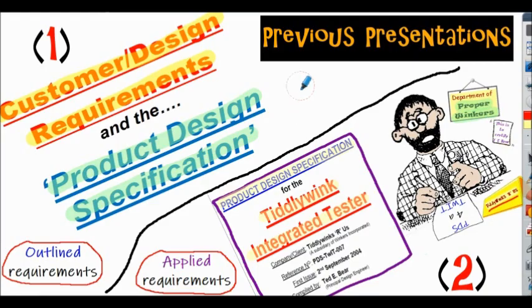This presentation builds on two previous presentations, the first being an overview related to customer design requirements and the development of a product design specification, or PDS for short, and the second presentation related to an actual PDS that was generated based on the contents of the first presentation.